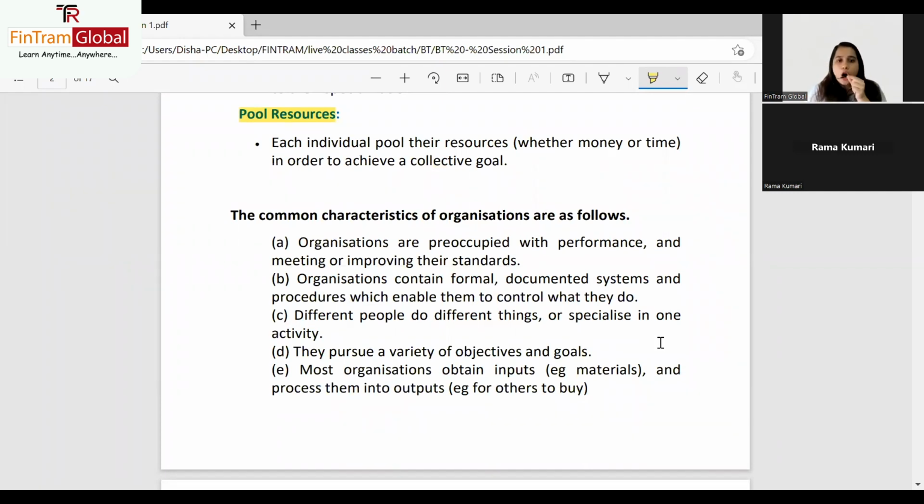What are the common characteristics of organizations? These are the common characteristics that more or less you could see in almost every organization. Of course, organizations are preoccupied with performance and meeting or improving their standards. They contain some formal documented systems and procedures. So in an organization, there is going to be a formal procedure for everything.